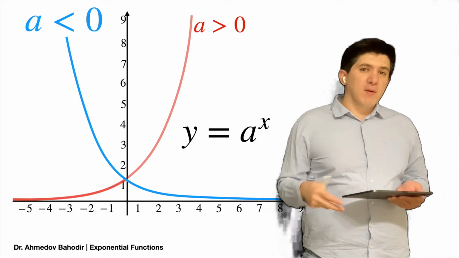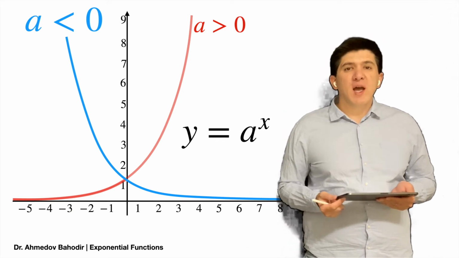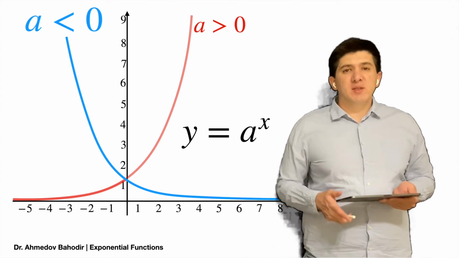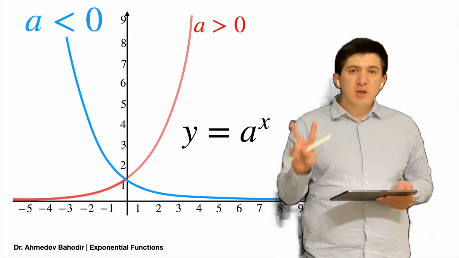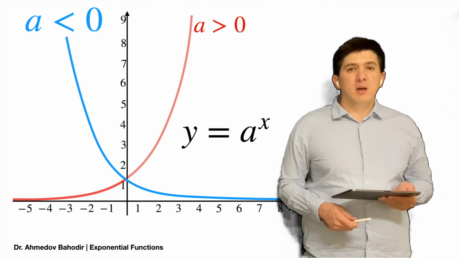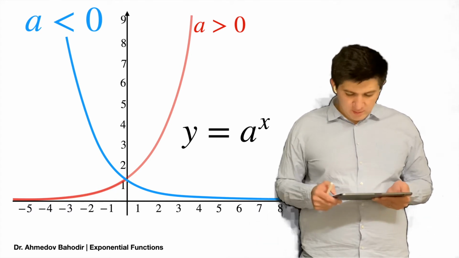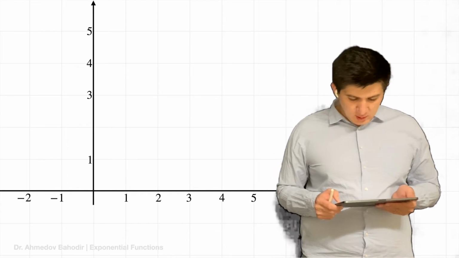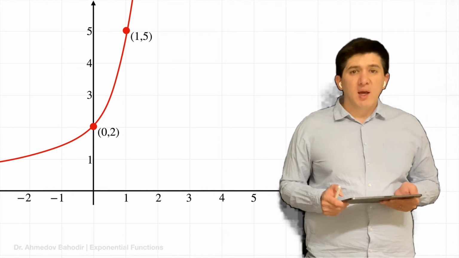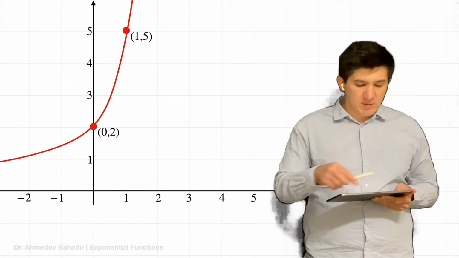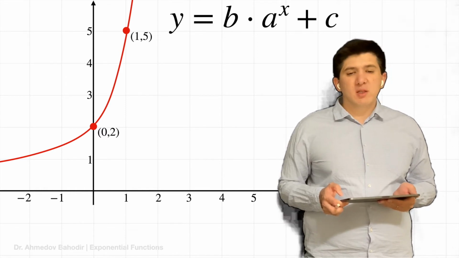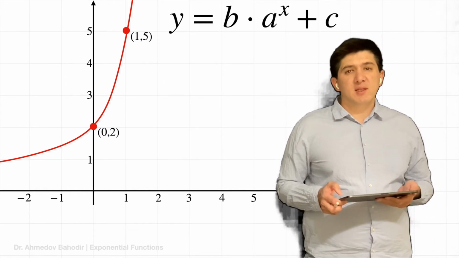Another, reverse problem is when you are given a graph and need to find the equation from the graph. It's going to be a little bit more difficult. Let's consider two examples of such a problem, where we find the equation of an exponential function from its graph. Let's say we are given this kind of graph. This is the graph of an exponential function, and I would like to figure out the equation of this exponential function. If you remember, the general form of the exponential function is b times a to the power of x plus c.